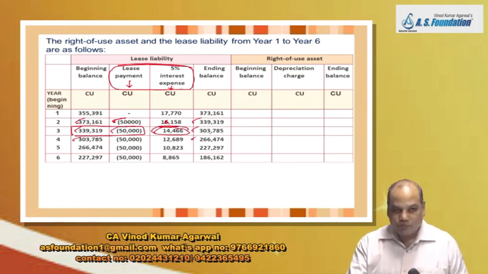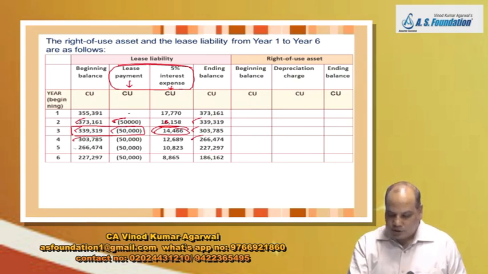266,474. Check. Next time I will not give you the answer, otherwise you won't be active. After deducting 50,000, take 5%. Is it 10,823? I have a doubt. Check. Yes. Then the balancing figure, 227,927.